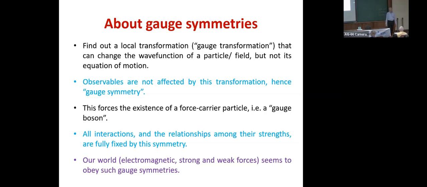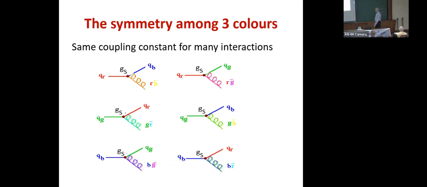Turns out, it's a coincidence in some sense that our world, at least the electromagnetic, strong and weak forces, seem to obey such gauge symmetries, and that's what makes our life much easier. So let's try to understand a similar kind of gauge symmetry structure for strong interactions. What symmetry do we know in strong interactions? We saw that all the quarks come in 3 colors, and there are interactions between them. Interactions are carried by gluons, and the interaction is what we call the strong force.